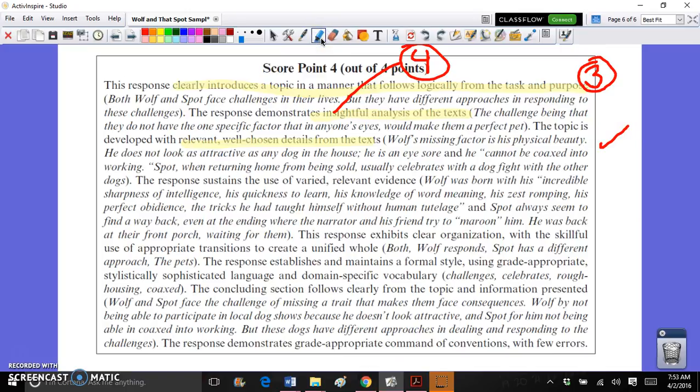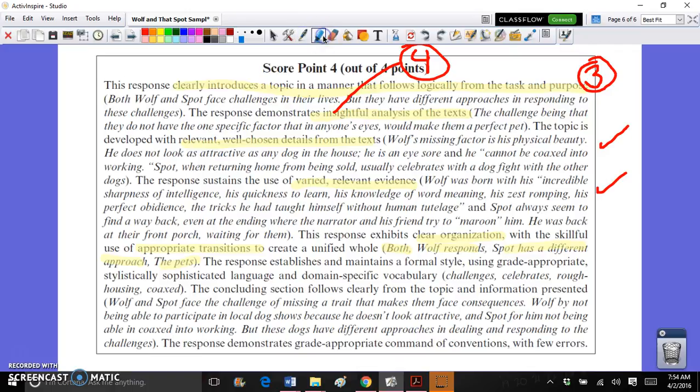Now, even more importantly, the response is using a variety of relevant evidence. It's not just the same text evidence used over and over again. There are different pieces of evidence from each text. It is clearly organized and uses appropriate transitions, like the words both, Wolf responds, Spot has a different approach as a transition. The pets, so you've got pronouns. It's not just constantly repeating the pets' names.